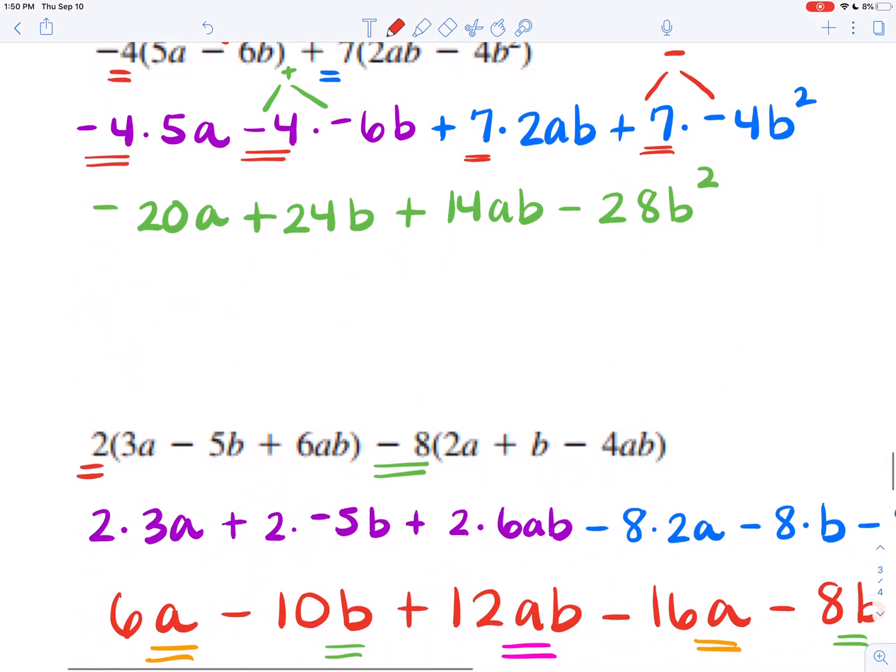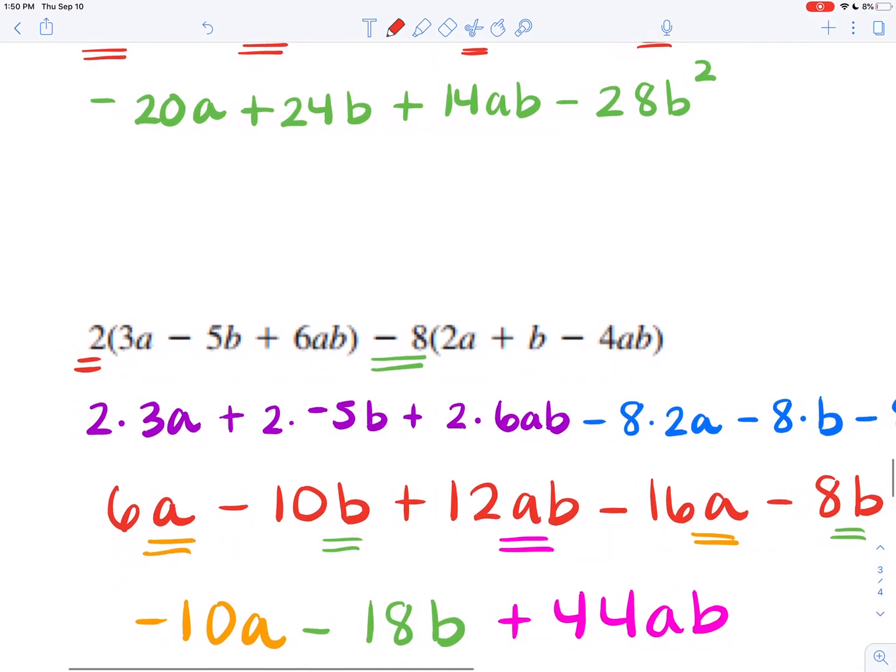All right, and then one more here, kind of a long one, but the same basic process. So I had a number in front of parentheses. Therefore, the first thing I did was multiply it by everything inside parentheses, right? So 2 times 3a gave me the 6a. 2 times negative 5b gave me negative 10b. And 2 times 6ab gave me 12ab, right?